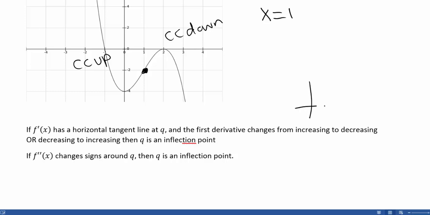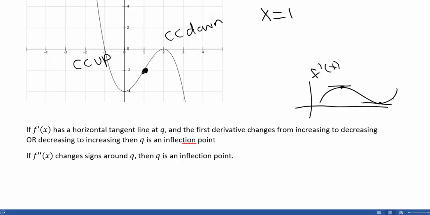Let's talk about why. So remember, when we talk about the first derivative, we can use the first derivative to talk about the second derivative. So at the places that we have horizontal tangent lines of the first derivative, that's where the second derivative equals 0. Now, that's one of the things we look for when we're looking for inflection points. But what we also need is for the concavity to change. So if the first derivative is increasing, the second derivative is positive, which means that the original function is concave up. If it's then decreasing, the second derivative is negative, and the original function is concave down.